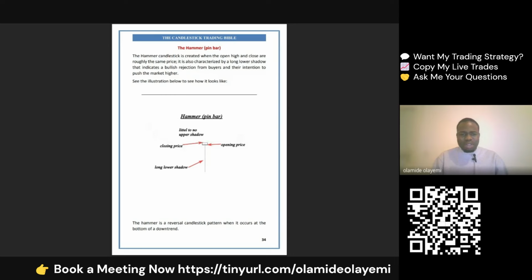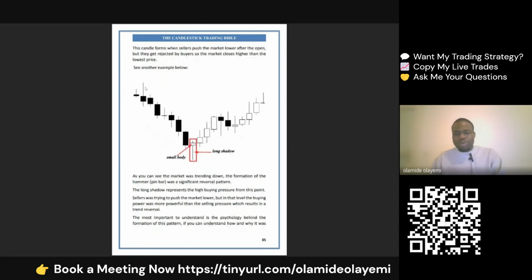So if you look at it, it has a long shadow, meaning when the market opened at this price, the sellers pushed the price down, but they weren't able to sustain the fall. So the price went back up, a little bit above the opening price. So the closing price was a little bit above the opening price. When you have this, it's like a hammer. When you see something like a hammer, it's called a hammer or a pin bar. And then what happens? Let me show you. You can see, for instance, if the trend was a downward, bearish trend, whenever you see the pin bar or the hammer, it's telling you that the buyers are now in charge.